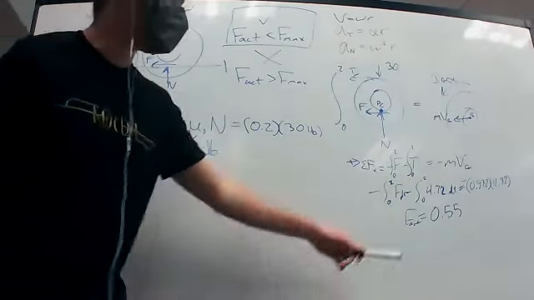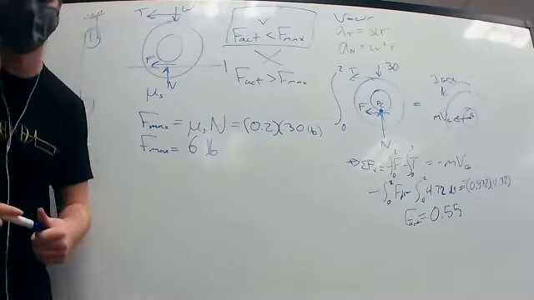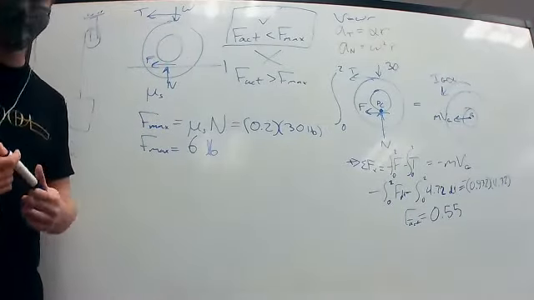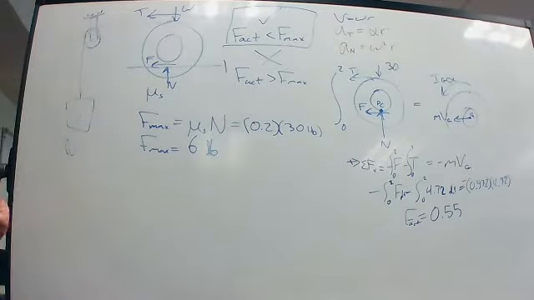If this value came out to be greater than F max, then the wheel would slip and that would be bad.